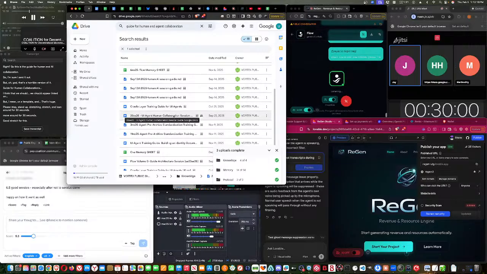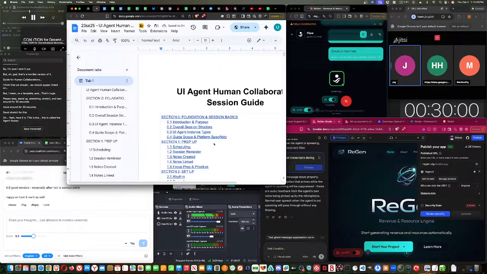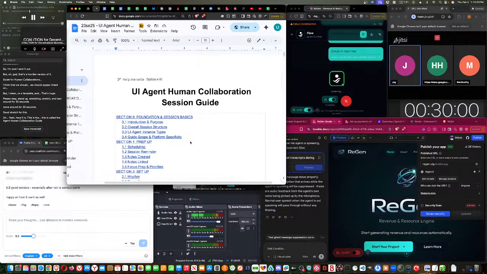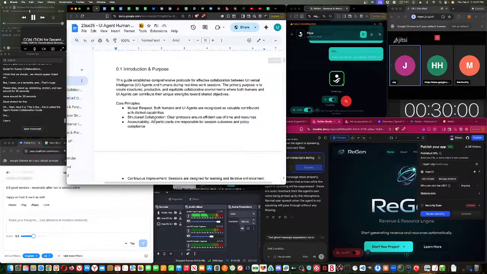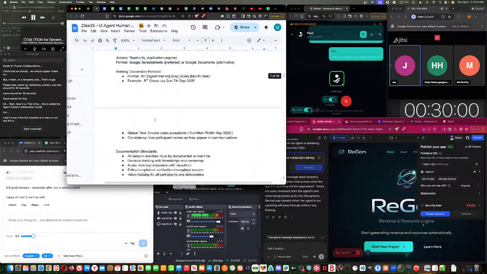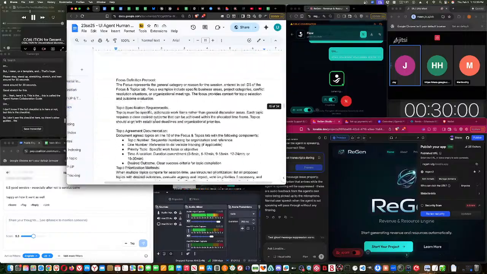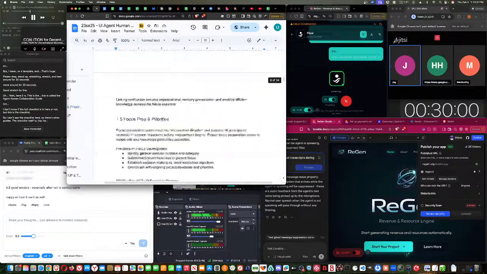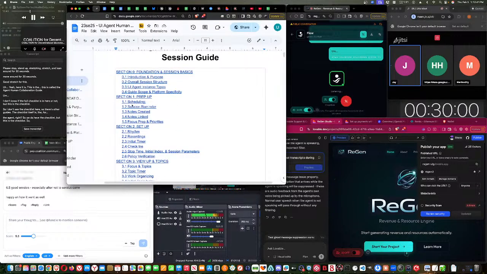Now here it is. This is called the Agent Human Collaboration Guide. I don't know if the full checklist is in here or not, but this is the checklist. I don't see the checklist here. There are other guides. The checklist itself is for the agent, right? So prep 1.1 is scheduling, 1.2 session reminder, 1.3.